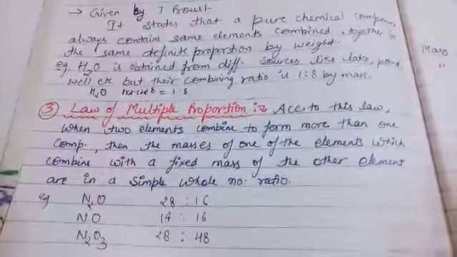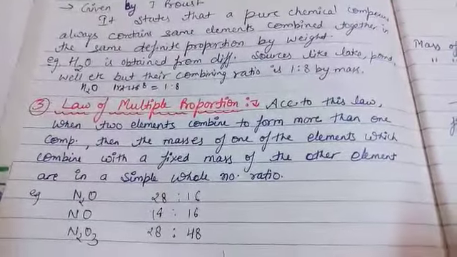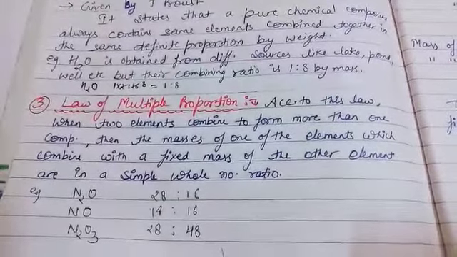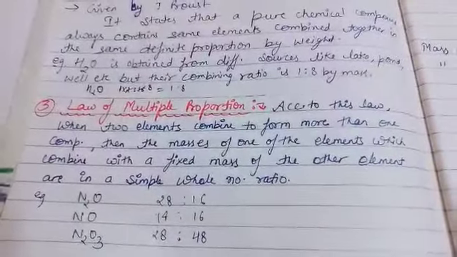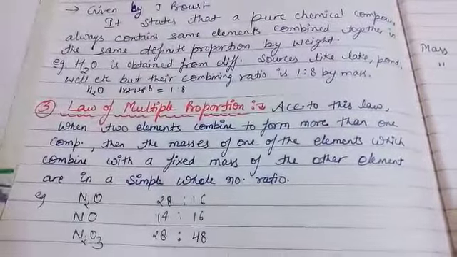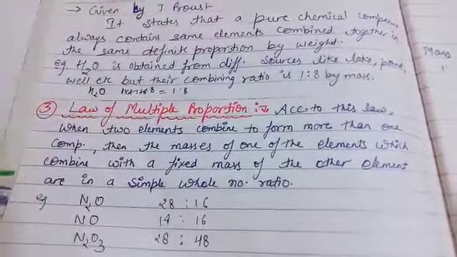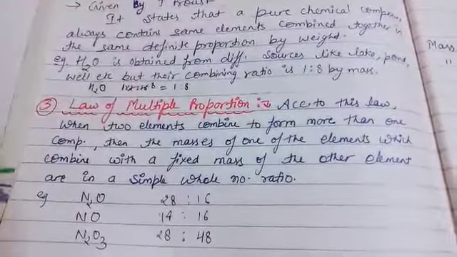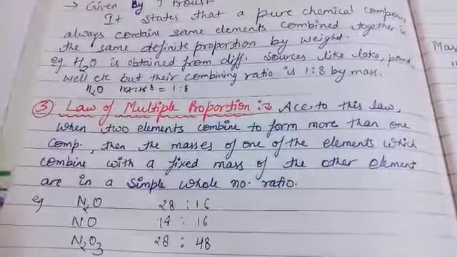Now the third law we have, and this law is again new for you. This is the law of multiple proportion. According to this law, when two elements combine to form more than one compound, because it's not necessary that only one type of compound is formed, maybe different types of compounds are formed, their ratio by mass is always a simple whole number ratio.